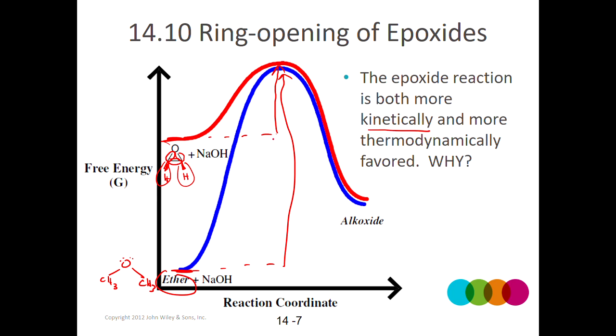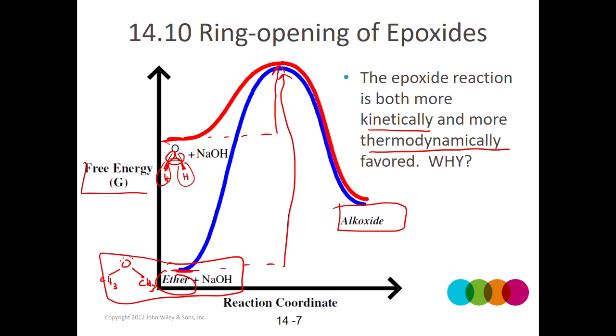Kinetically, because the activation energy is lower, and thermodynamically, because when we compare the reactants versus the products, in the case of the ether versus the products, there's a slightly lower energy for the reactants, and so the reactants are lower in free energy. So to get to the products, I need to increase the free energy, which means it's not going to be product favored if it's a positive value for delta G.